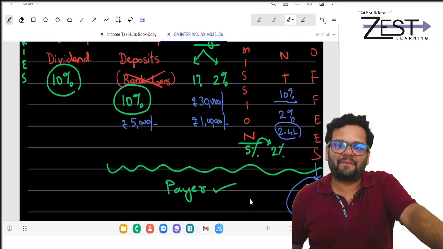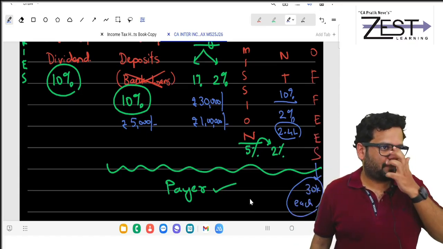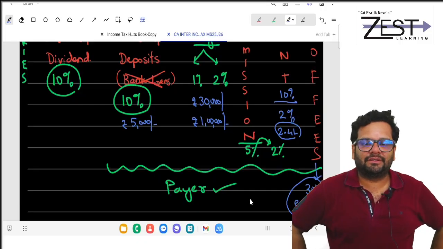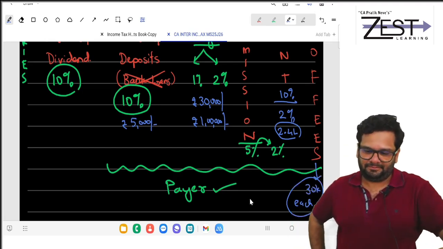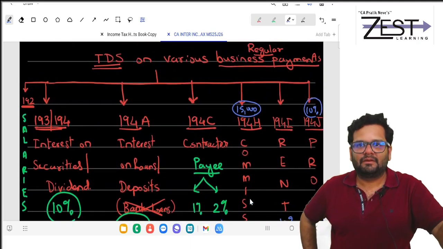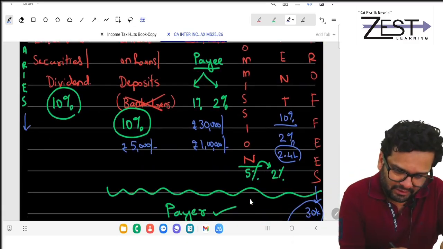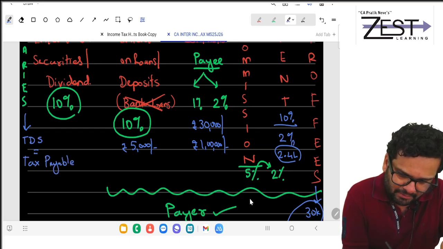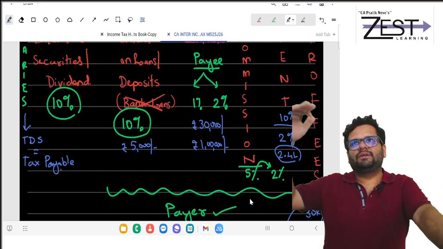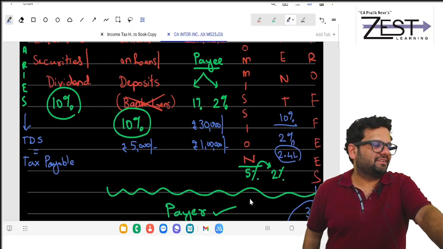So see, this way we can easily consolidate the things. 192 was unique. 192 TDS is equal to tax payable. So 192, 193. No important one we have missed in this.